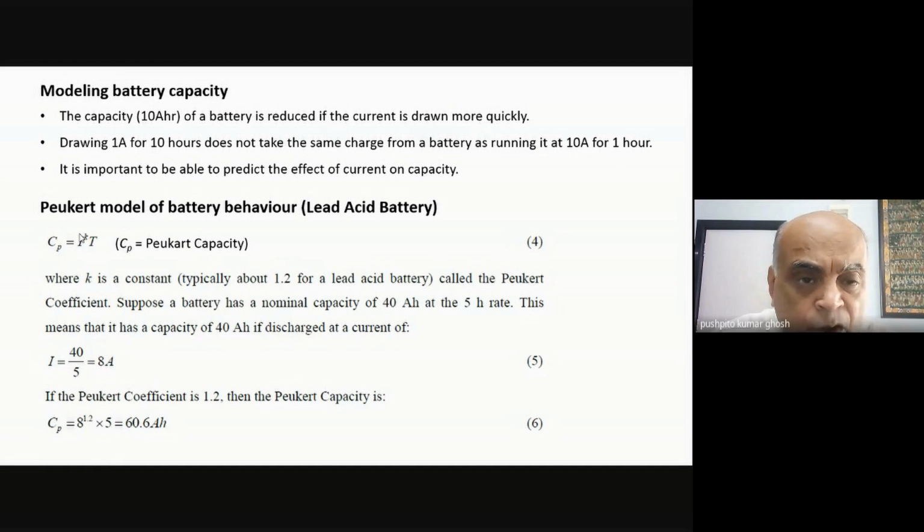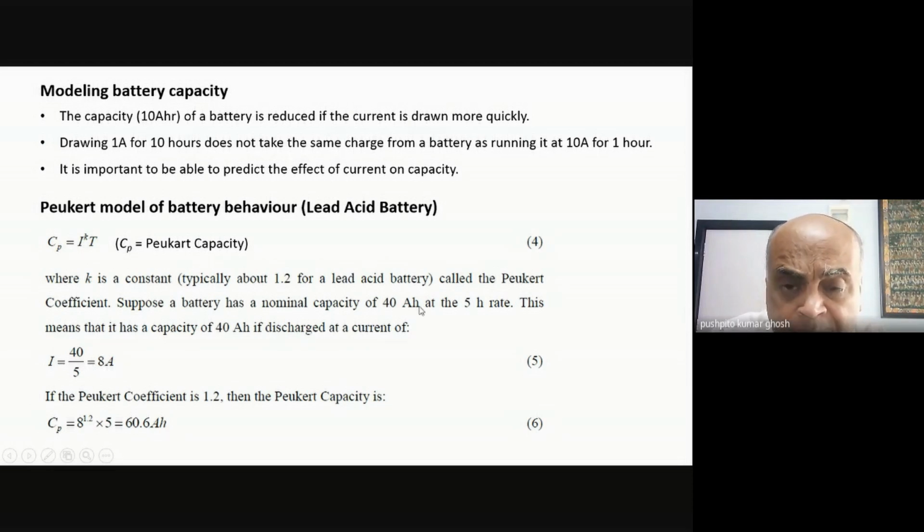It's not the same for all batteries, and it is multiplied by the time. It's like ampere hour, except that there is a to the power k term which comes in. For example, in the lead acid battery, they have worked out the value of k is 1.2. So let's say there is a battery which has a nominal capacity of 40 ampere hour at 5 hour rate, which means that it operated for 5 hours. I can calculate I is equal to 40 upon 5 is equal to 8 ampere, which is the experimental data.